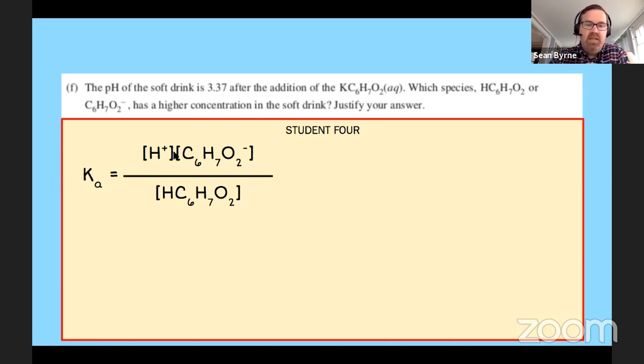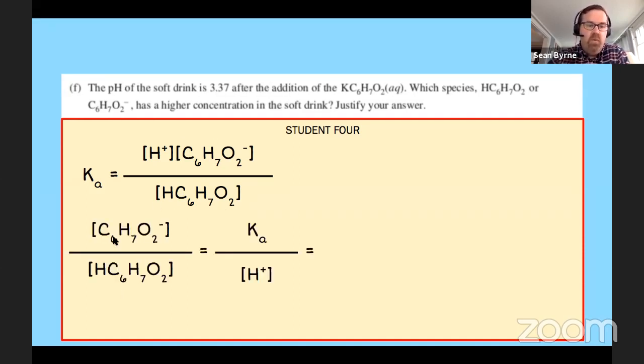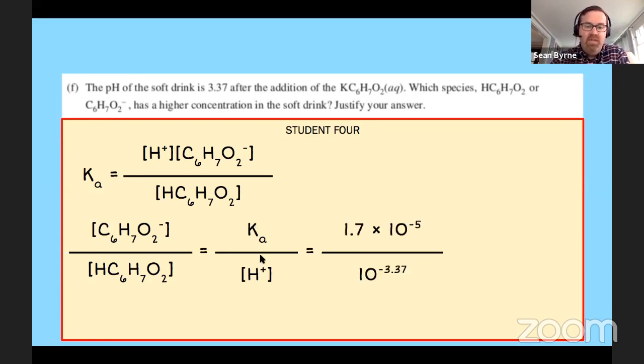And really what this question is asking for is a ratio between the acid and the conjugate base. And so this student rearranged this expression up here to just say that the ratio of conjugate base to acid is equal to the Ka over the concentration of protons. And because we have both of these values, 1.7 times 10 to the minus 5th is given to us as the Ka earlier on in the problem. We know the pH, and so from the pH we can calculate what the proton concentration is, we can calculate out this number and we get 0.04 as our answer.